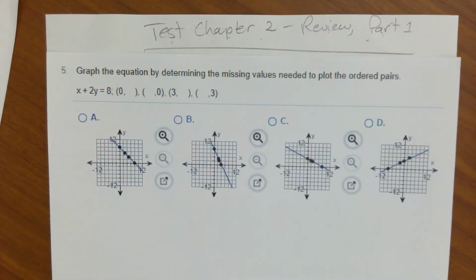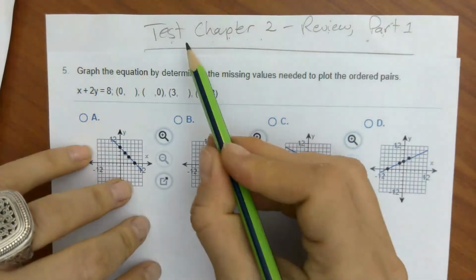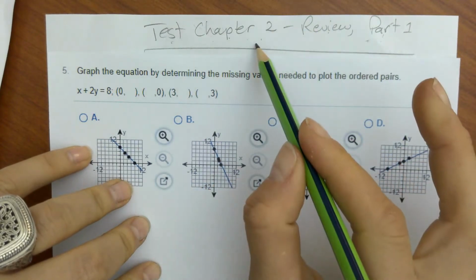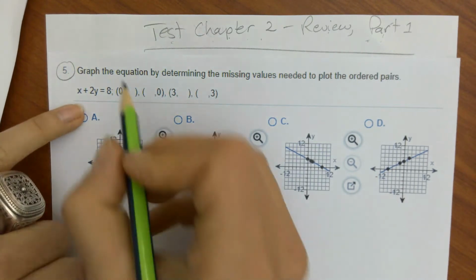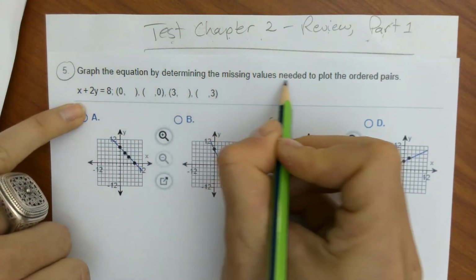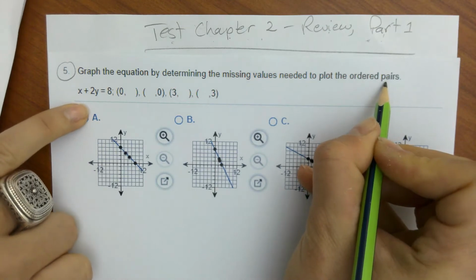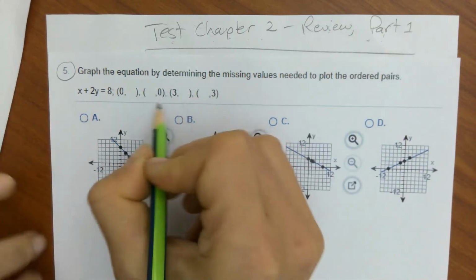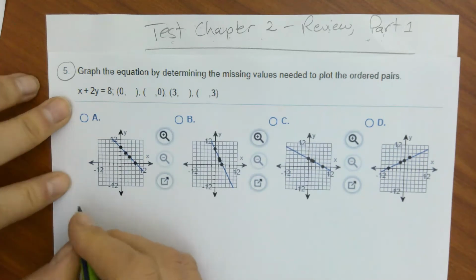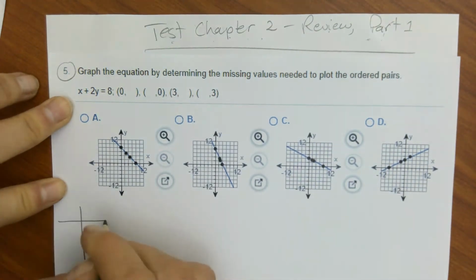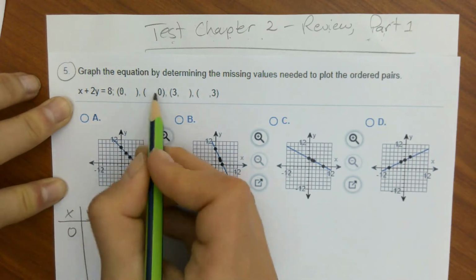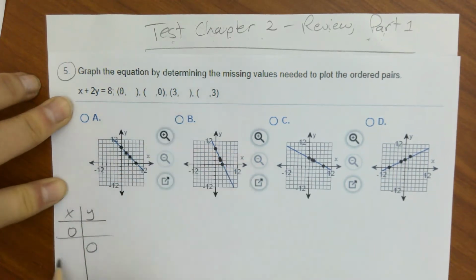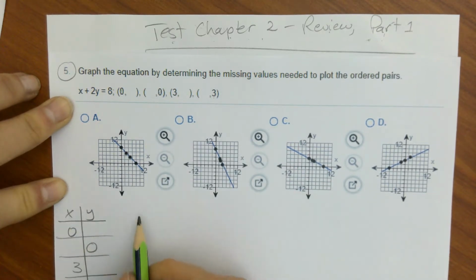Okay, so I'm doing chapter 2 review, the test review for chapter 2 test, part 1. So I'm going to do question 5 and 6. It says graph the equation by determining the missing values needed to plot the ordered pairs. So they gave us some points that they want us to use. So let's make a table of values. It says please use for x 0, for y 0, for x 3, and for y 3. So those are the ones they want us to use.